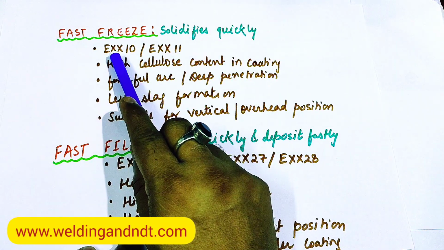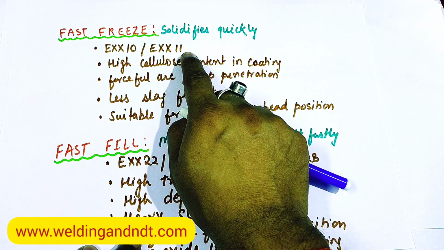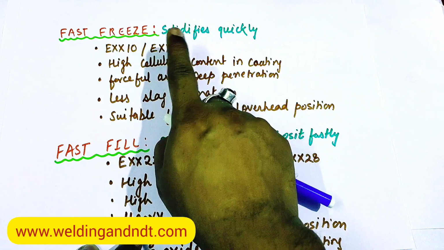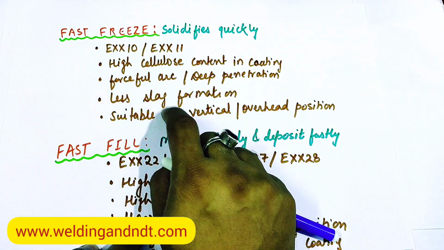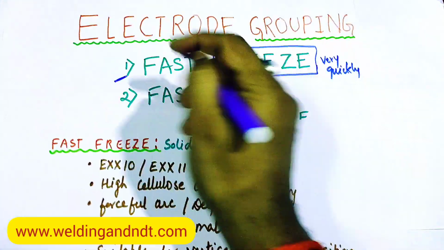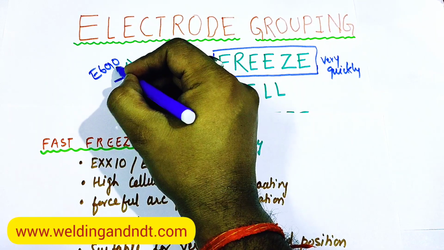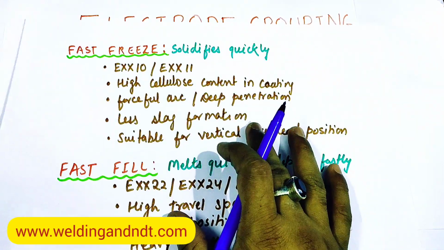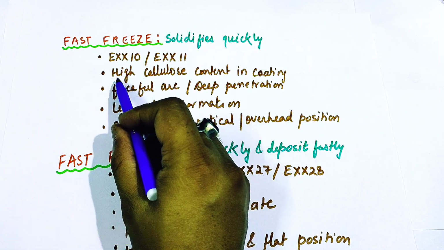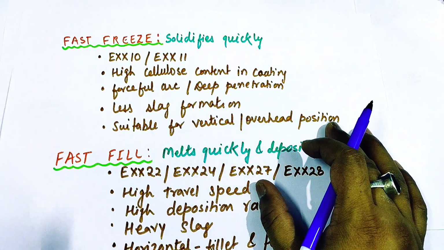And electrodes having designation 10 or 11 at the end, if the last two digits of the electrode are 10 or 11, then it's a fast freeze electrode, like E6010 or E6011. So E6010 has 10 at the last, hence it's a fast freeze electrode. The fast freeze electrodes have high cellulose content in the coating.